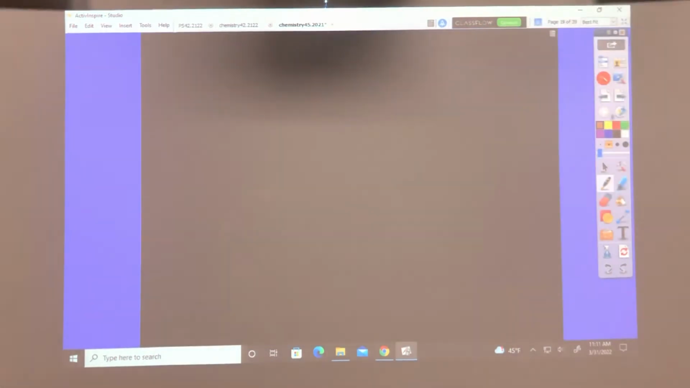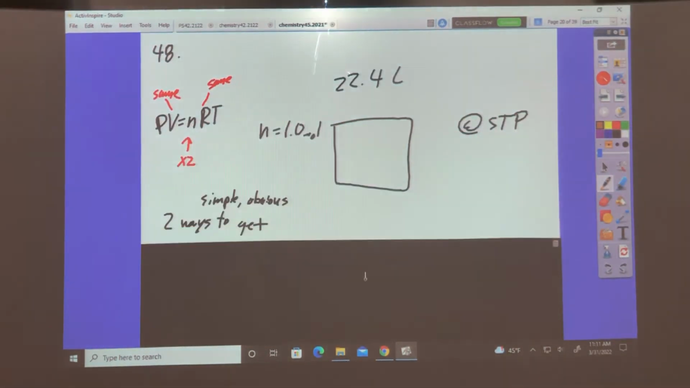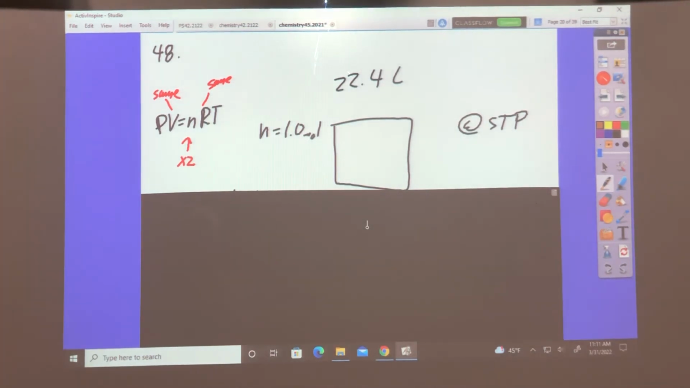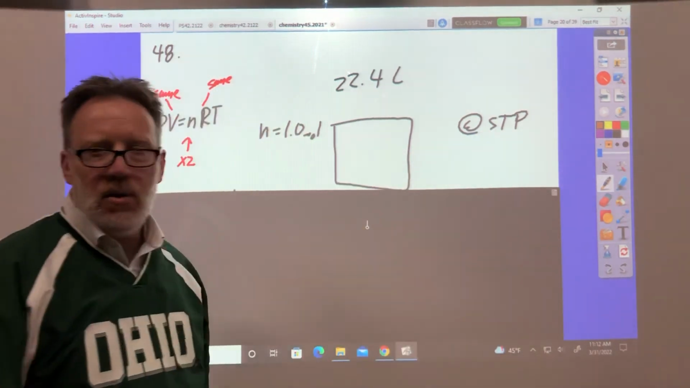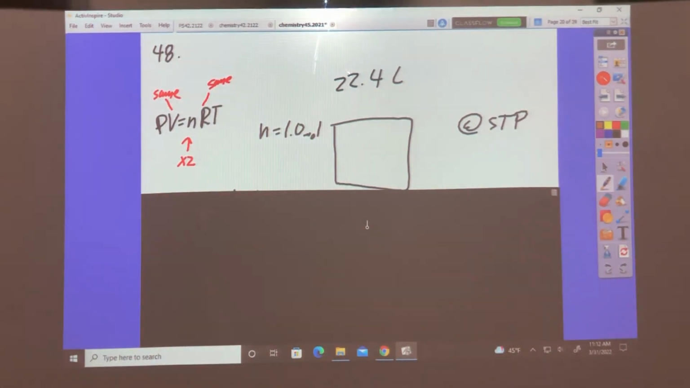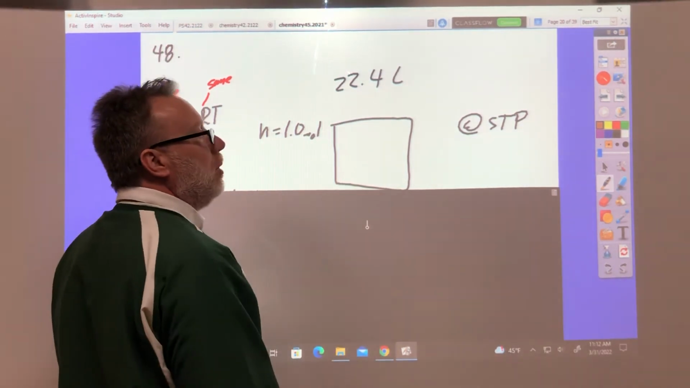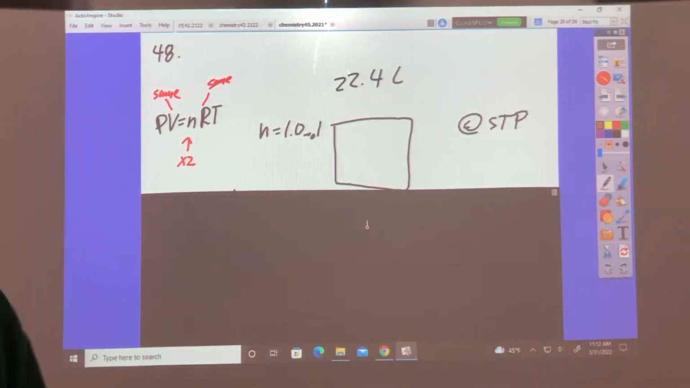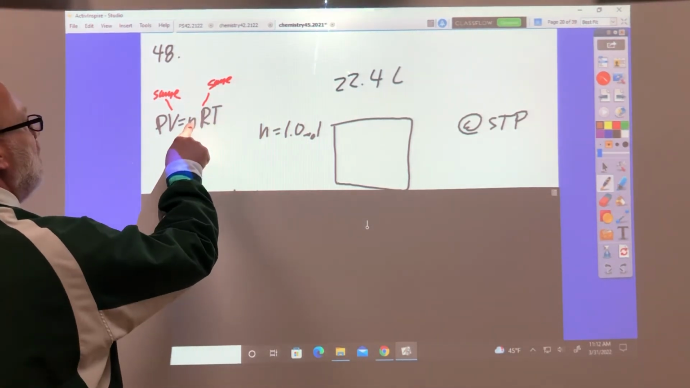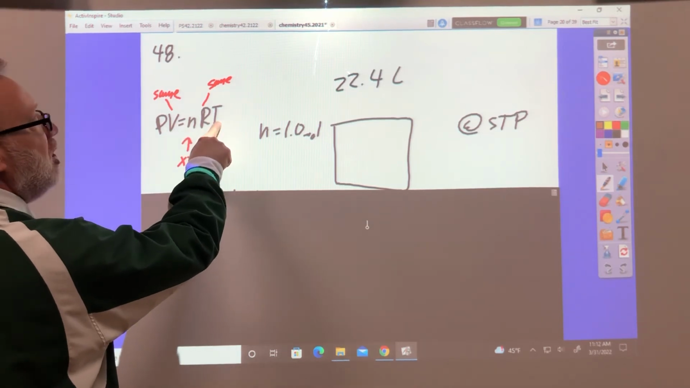48. Says 1 mole of a gas occupies 22.4 liters at STP. Doesn't matter what the gas is, they're all going to do the same thing. Calculate the temperature and pressure conditions needed to fit 2 moles of a gas into a volume of 22.4 liters. So we're not going to put 1 mole there, we're going to put 2, which should double the pressure. We're going to keep R the same. We're going to double n, keep V the same, and T's going to stay the same.